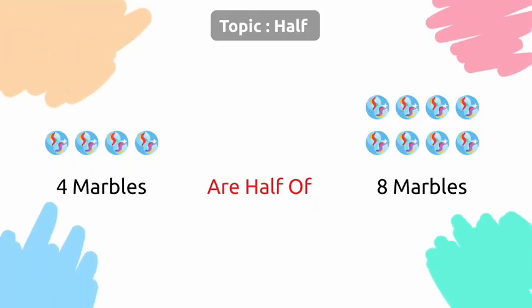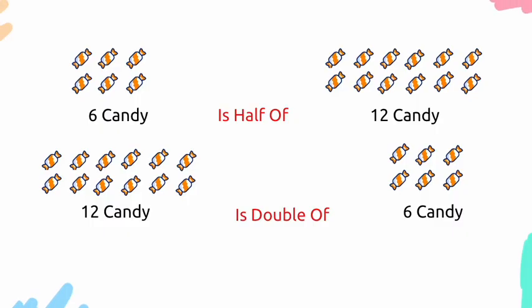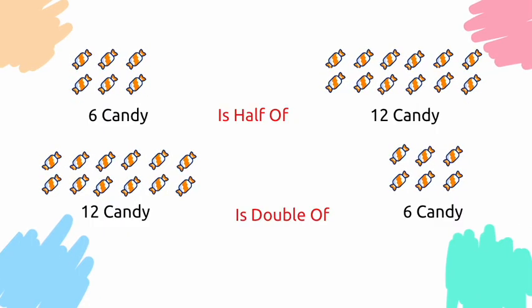Next topic, half. 4 marbles are half of 8 marbles. Next topic, double. 10 marbles are double of 5. Next example, 6 is half of 12, 12 is double of 6.